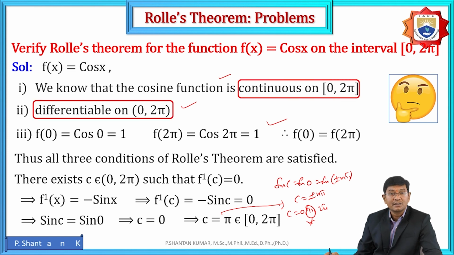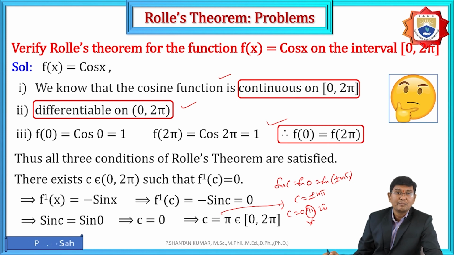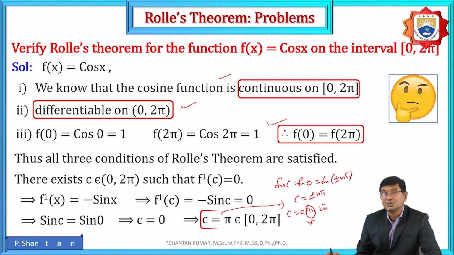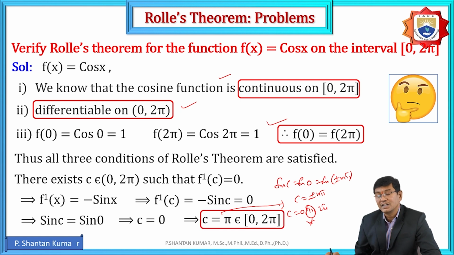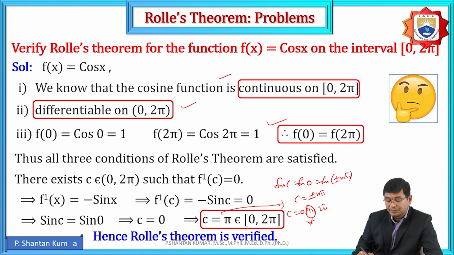If f is continuous in the closed interval and derivable in the open interval (a, b), and f of a is equal to f of b, then there exists c belonging to (a, b) such that f dash of c is equal to 0. Therefore, the conclusion of this is that for Rolle's theorem, the conditions should be verified.